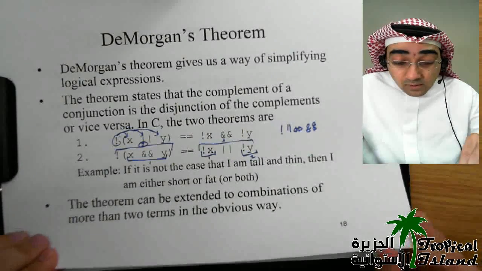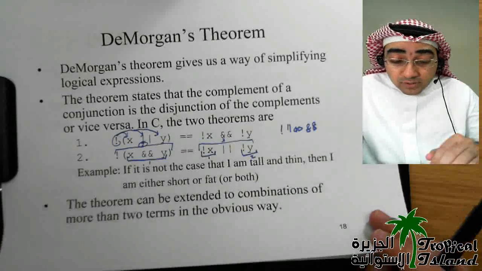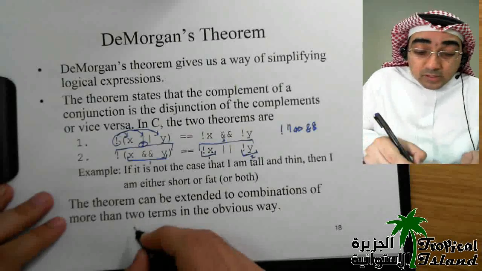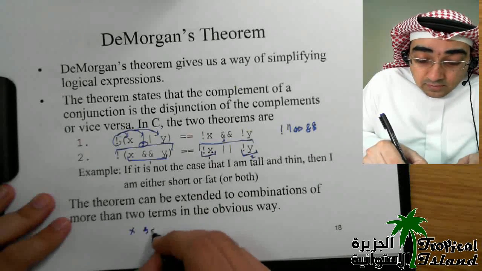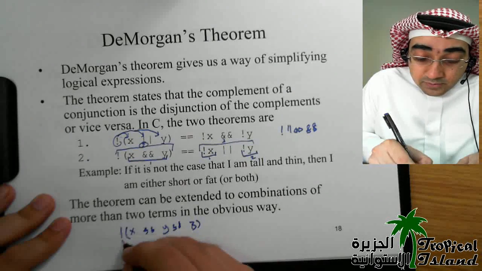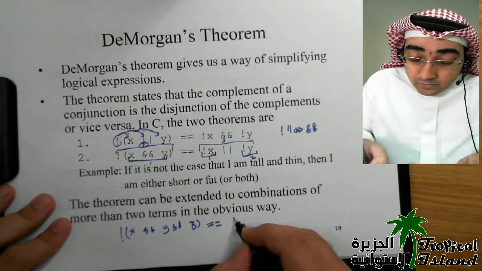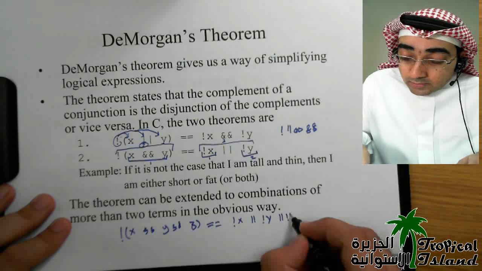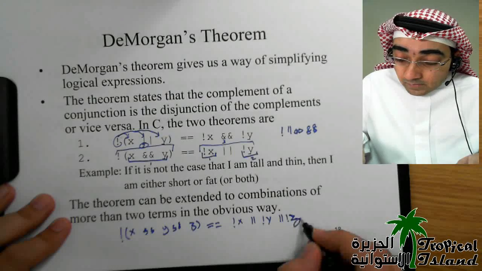Okay? The theorem can be extended to a combination of more than 2 terms in a similar way. So you can actually say x and y and z. For example, if you negate it, this is equivalent to saying not x or not y or not z. Okay?